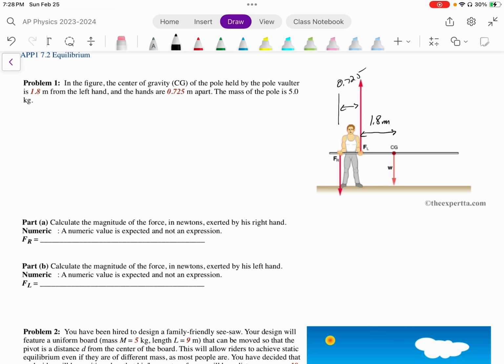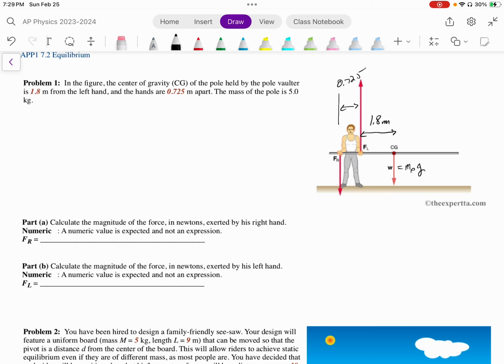The mass of the pole is 5 kilograms. So now I know the mass of the pole, which I will need to know the weight of the pole. And in ETA, we have to use 9.8 for little g. Now, what do they want to know? Calculate the magnitude of the force in newtons exerted by his right hand. So let's take a look.